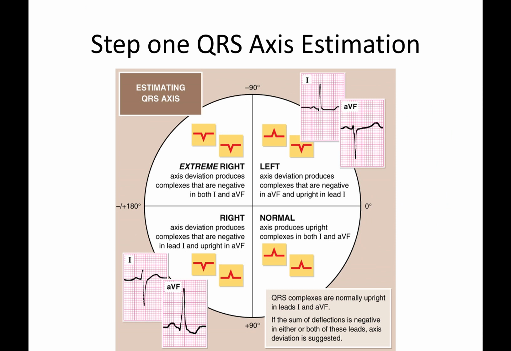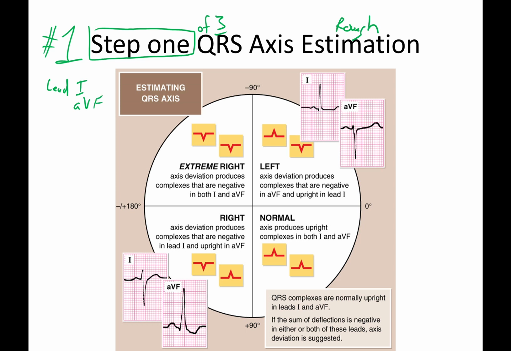So, step 1 in finding the mean QRS. There's 3 steps total, but this is the first one, and it is super crucial to making things go really well. We're going to get a rough estimate. And that was roughly written, by the way. So in this rough estimate, we're going to focus on 2 very simple things: lead number 1 and AVF. Now, if you also remember, those 2 are perpendicular.